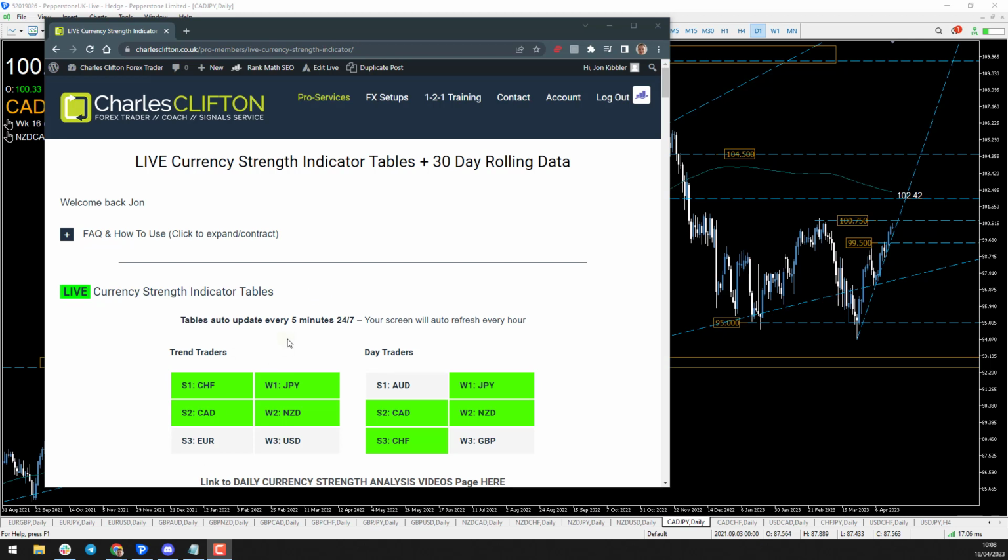We have the trend traders table and the day traders table. These are highlighting the same studies but just showing different time frames. The tables auto update every 5 minutes, 24/7, meaning our members can see how the markets stand right now in real time.